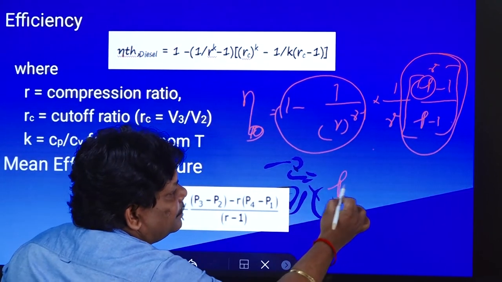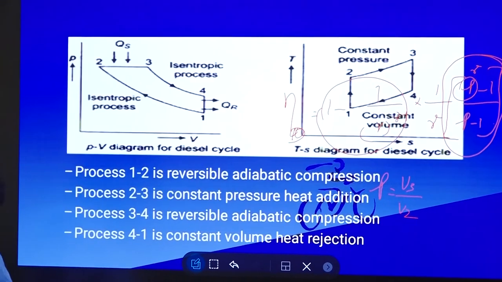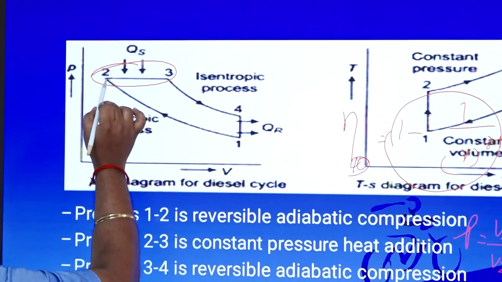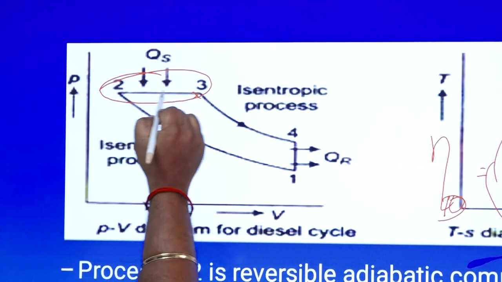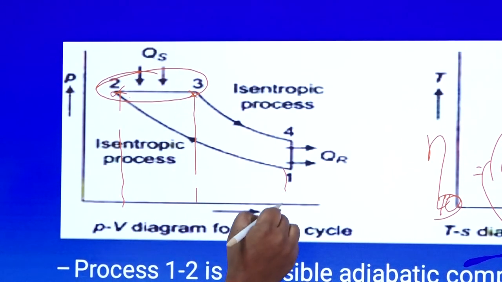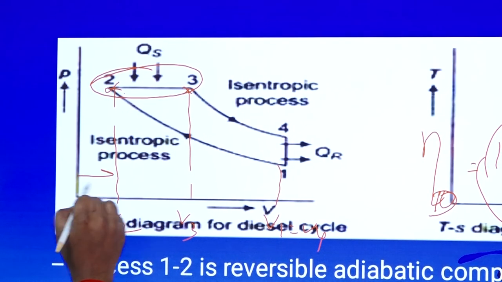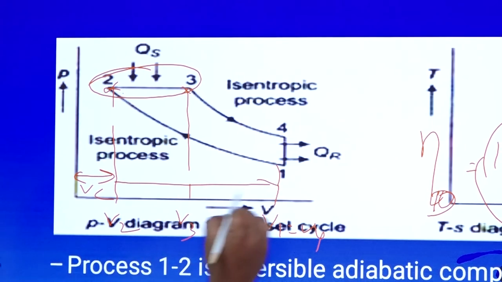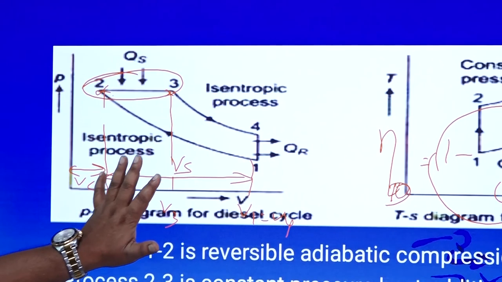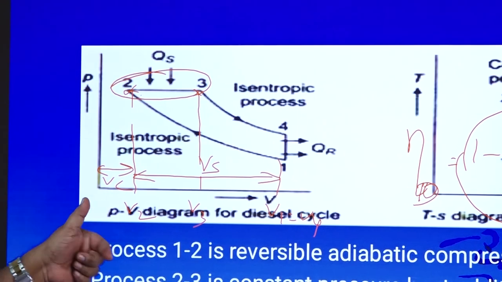So this rho is V3 by V2. You can see in this diagram that heat addition takes place from 2 to 3. This is the region, nothing but the cutoff region. V1 is equal to V4 here, this is V3 and V2, this is the clearance, and this one is the stroke volume. While you are drawing this PV and TS diagram, and while you are preparing for this exam, you should know about all these things.